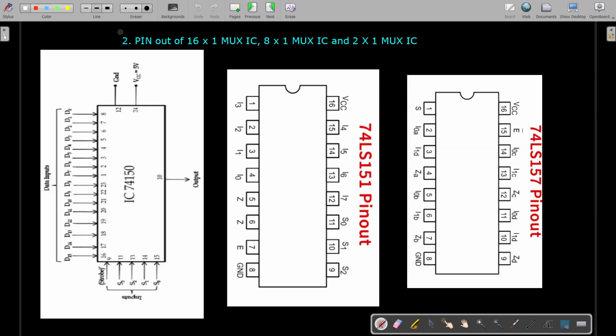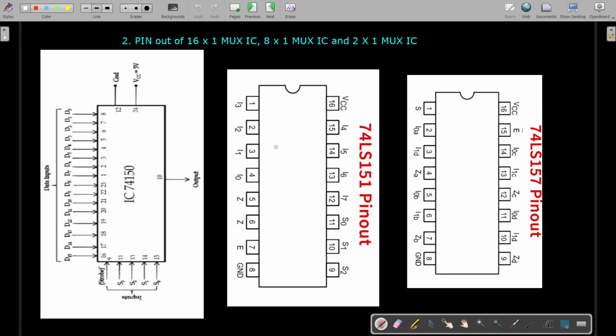And this is the second section in which we have the pin details or pin diagram of the 16 by 1 MUX. See, this is the IC 74150 which acts as a 16 by 1 MUX. So here you have 16 data lines, 4 number of selection lines and 1 output line.